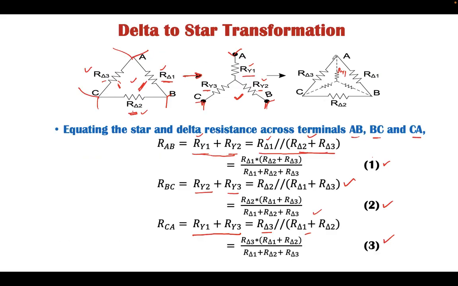Because this R star 1 is connected with R delta 1 and R delta 3, it equals the product of these two resistances divided by the sum of all the resistances. Similarly, R star 2 will be equal to the product of these two resistances divided by the sum of resistances, and R star 3 will be equal to the product of these two resistances divided by the sum of resistances.